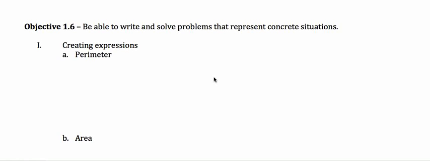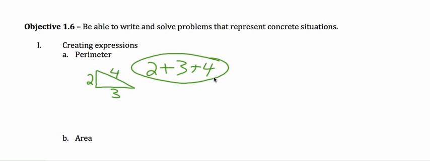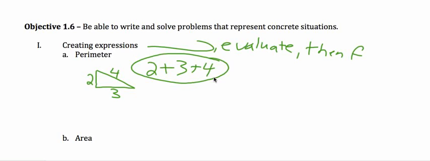Okay, so what if I told you to create an expression for the perimeter of this shape? What would you write? Hopefully, you put 2 plus 3 plus 4. You should not add them up if you are just simply creating an expression. If you were asked to then evaluate that expression or to then find the perimeter, then you could go on and say, all right, it's 9 centimeters or inches or whatever the units happen to be. But you don't do that automatically. If you're supposed to write an expression, you just simply write the expression and that's it. Then you're done.